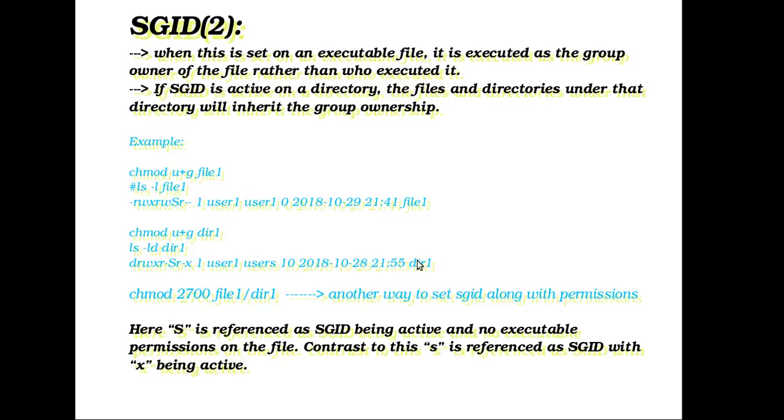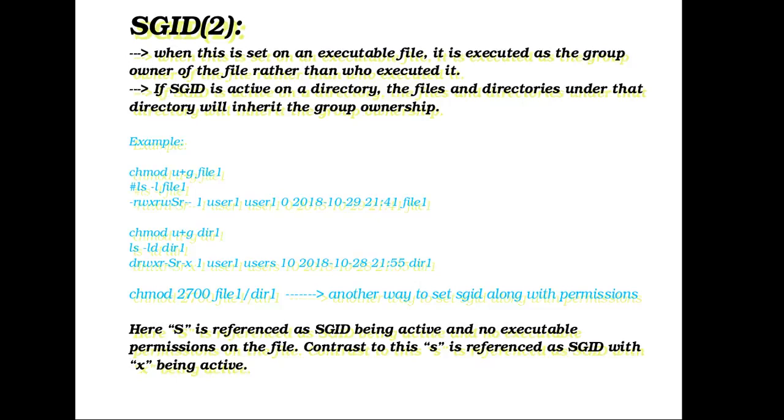Next, SGID. This is set group ID, which is referenced as the number 2. If this is set on a file, and if the file is executable, the file is executed as the group owner of the file rather than the one who executed it. Just like the files that we have seen so far where the SUID is set, if an SGID is set, the file is executed as the group owner of the file.